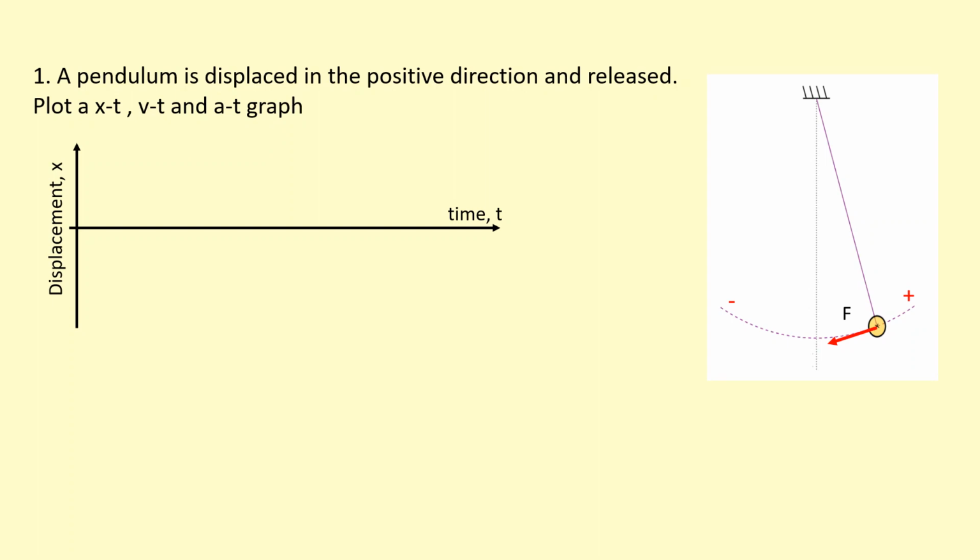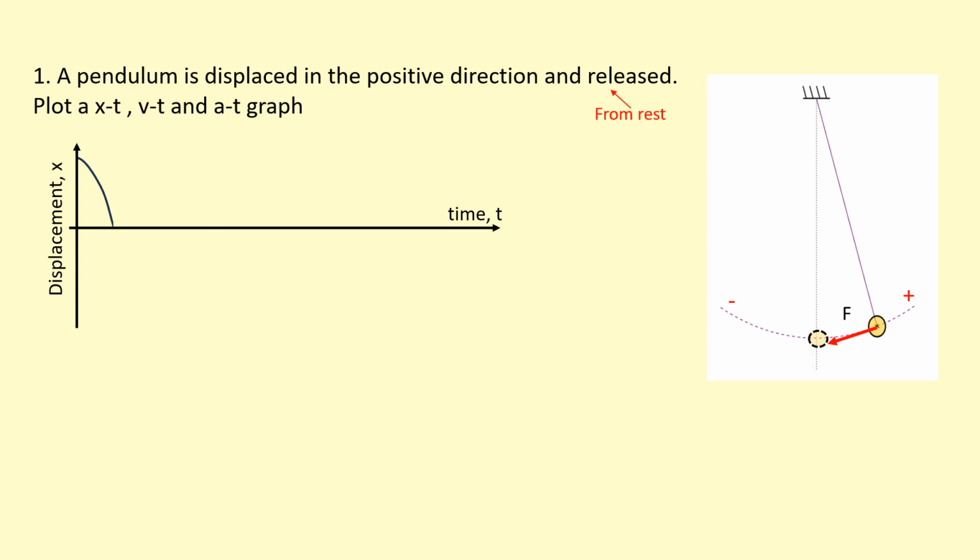Here we have a pendulum which is displaced in the positive direction and then released. Plot a displacement time graph, velocity time graph, and acceleration time graph. Firstly, this is displaced in the positive direction like is shown in the graph, and it's released. So that means it starts from rest. Then it's going to go towards the equilibrium first. So we know it's going to start with a positive displacement, and it's going to go towards equilibrium like this.